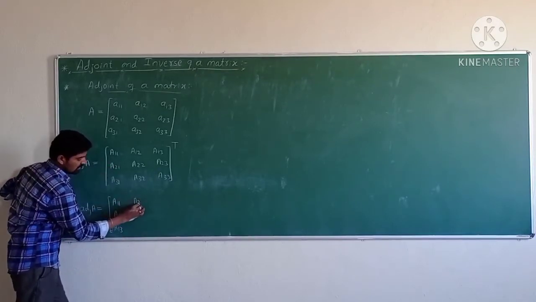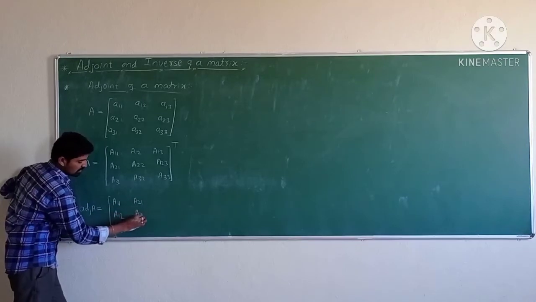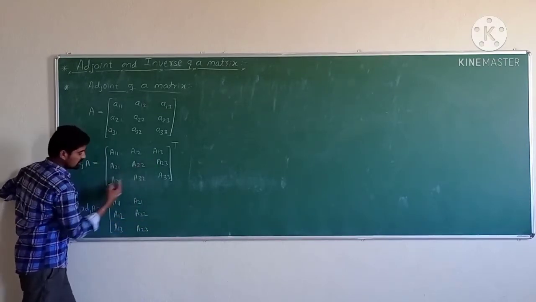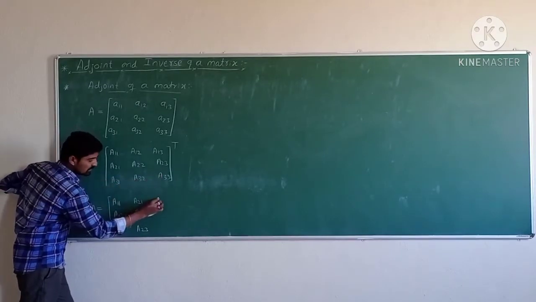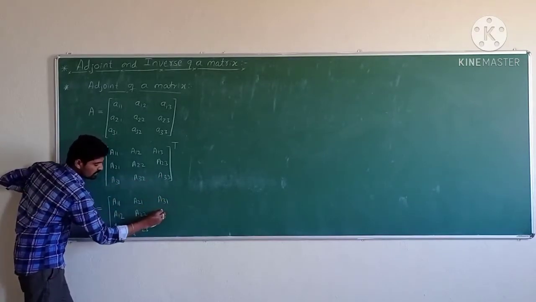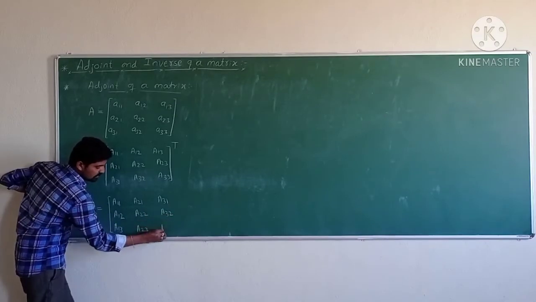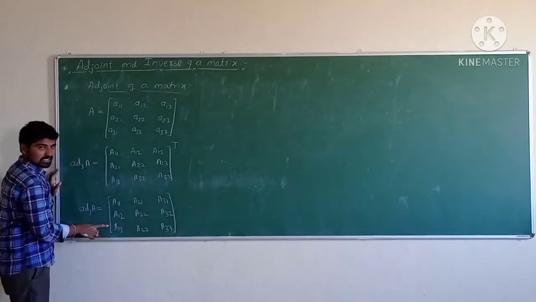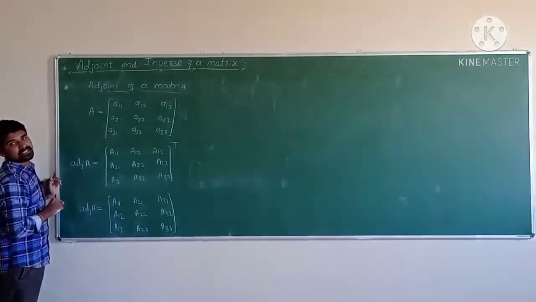Next, A21, A22, A23, and next A31, A32, A33. So this is the adjoint of the matrix A.